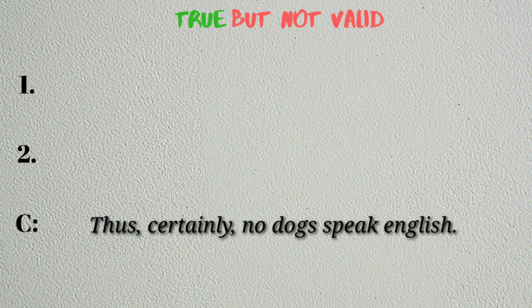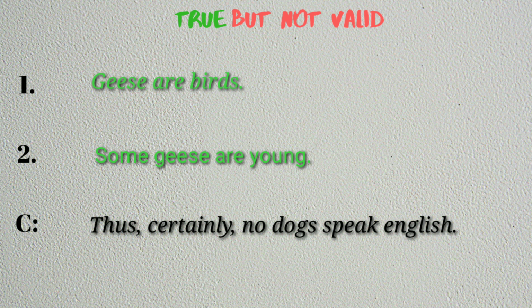An argument can also be true but not valid, which is what happens when the premises are true and the conclusion is true, but the premises don't actually guarantee the truth of the conclusion. It just so happens to be right. An example would be if we replaced the first two premises of the original argument with premise 1 as geese are birds, and premise 2 as some geese are young. See how while each part of the argument was true, the conclusion wasn't made true by the premises. This means it wasn't valid, but it was true.